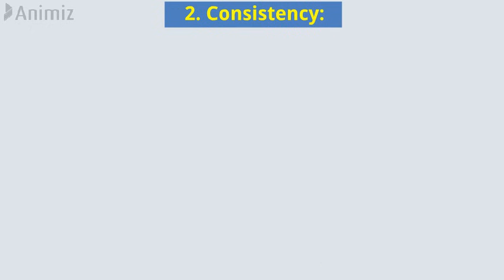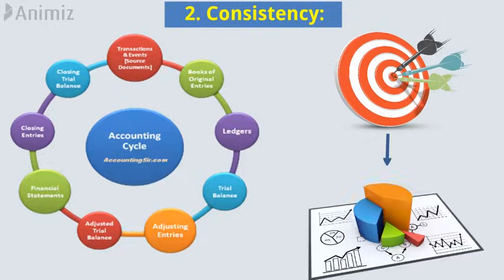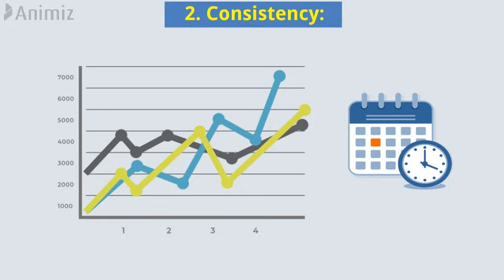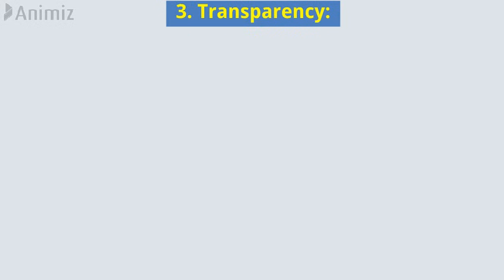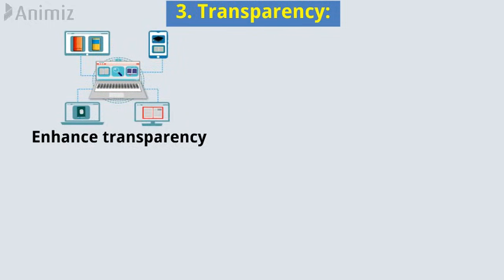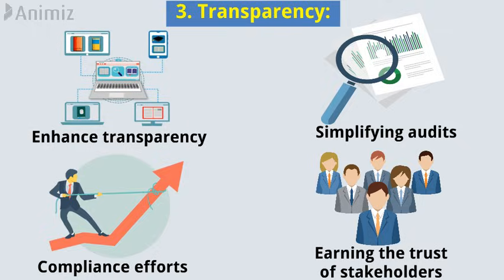Consistency. Following a structured accounting cycle fosters consistency in financial reporting, facilitating comparisons of financial data across different timeframes. Transparency. Well-documented and organized financial records enhance transparency, simplifying audits, compliance efforts, and earning the trust of stakeholders.